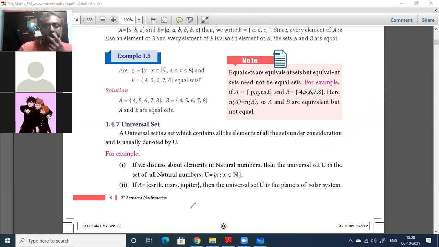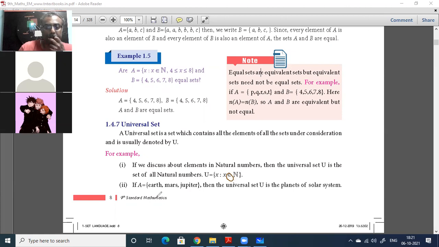Give an example. Continue. For example, if we discuss elements in natural numbers, then the universal set U is the set of all natural numbers. U is equal to {x such that x belongs to natural numbers}. That is an infinite set actually. X such that X belongs to natural number.